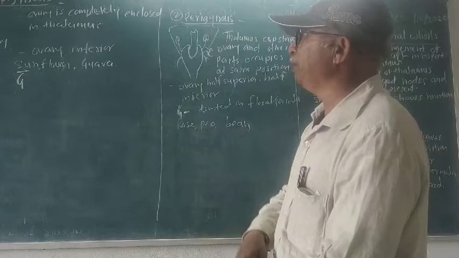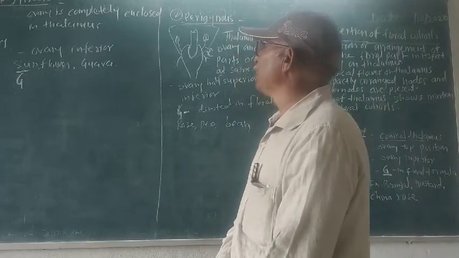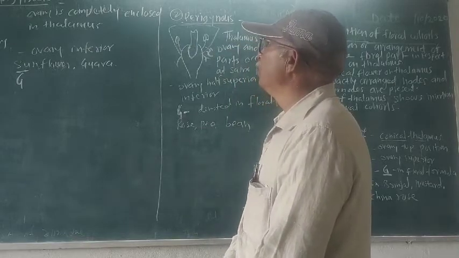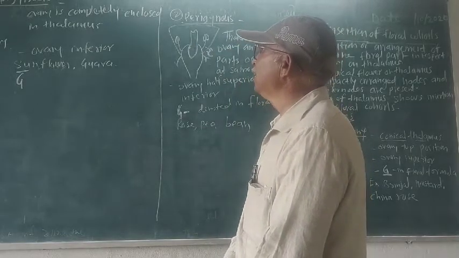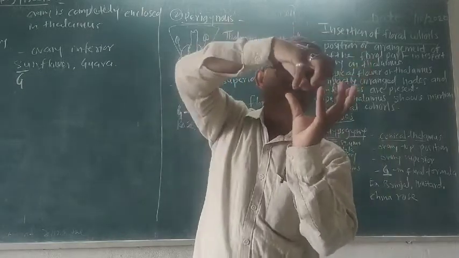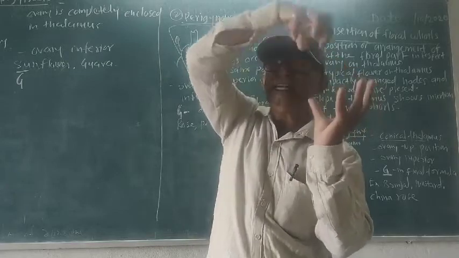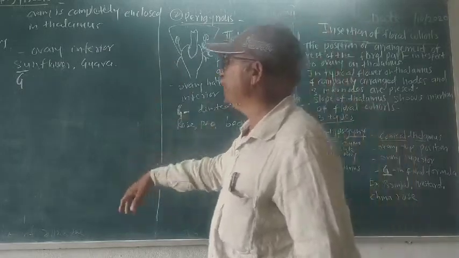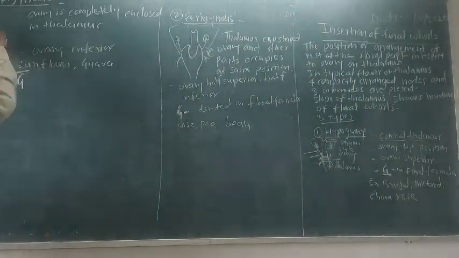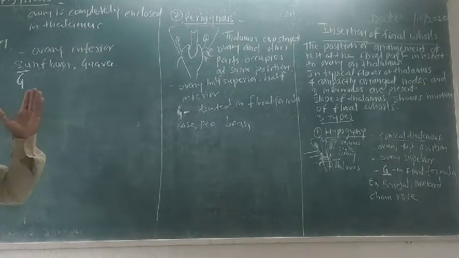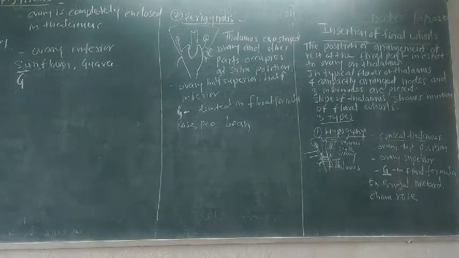Now there is the third type called epigyny, and the flower is called epigynous type. So we'll find that the ovary is completely enclosed in the thalamus. Here the thalamus is totally cup shaped and the ovary is situated in it. The remaining parts, the calyx, corolla and androecium, are present on the above side. So this condition is called the epigynous type of condition.